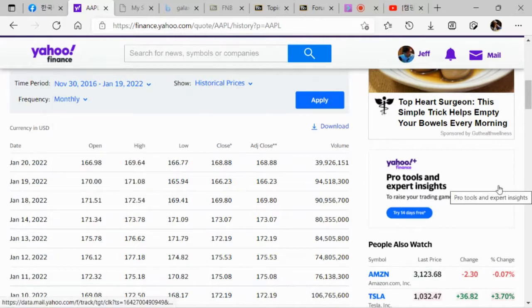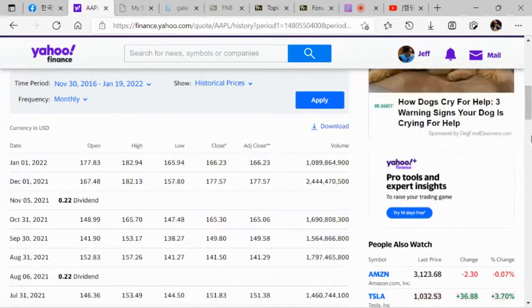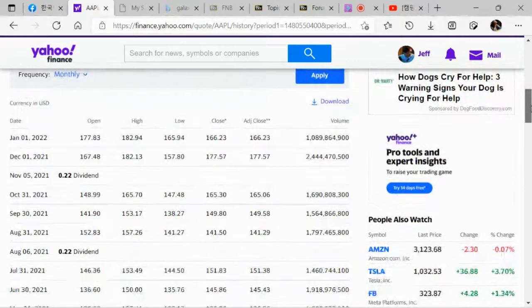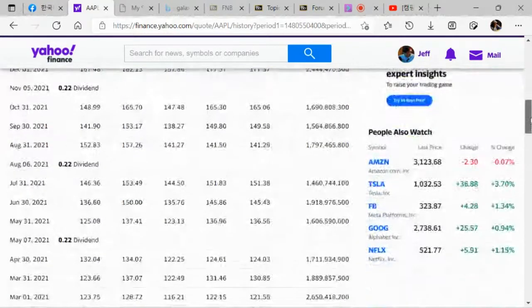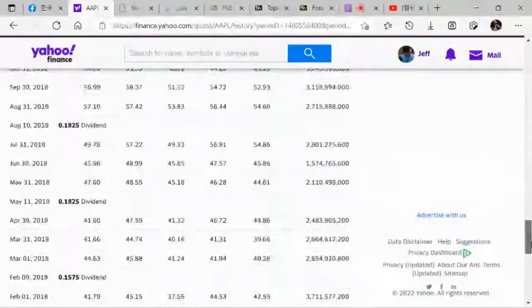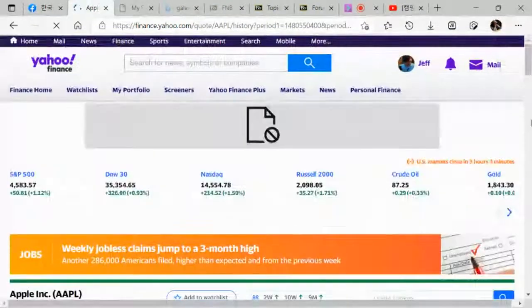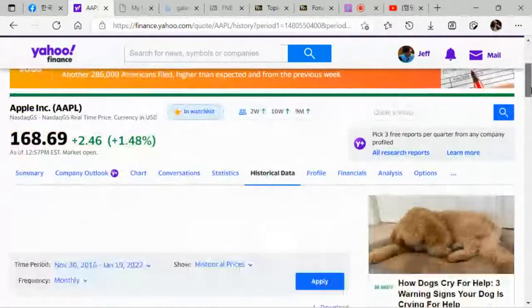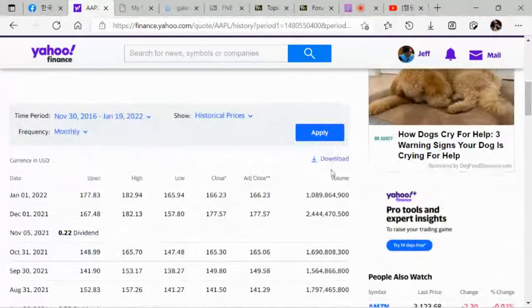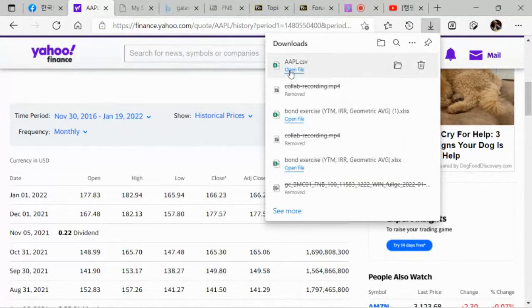So then, what happened? Monthly, apply. Then you'll see even the dividends, when dividends were paid. Dividends are mediocre, just about 20 cents. So we need to download it. What happened? We need to download, right? Download. And it is downloaded.